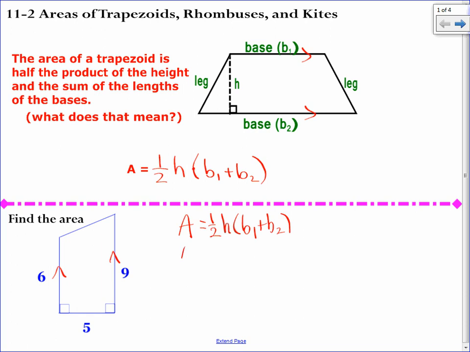You put the numbers in the right spot. We decided the height was 5. And the two bases, doesn't matter what order you put them in, you're just adding them together. And then we throw this in the calculator. Someone do that for me? No units on the problem, so no units needed on your answer.